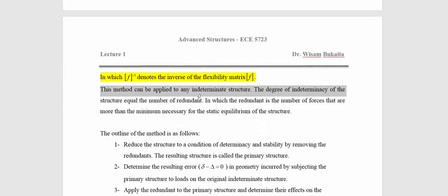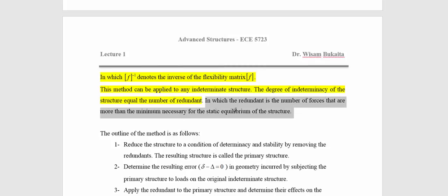This method can be applied to any indeterminate structure. The degree of indeterminacy of the structure equals the number of redundants, in which the redundants are the forces that are more than the minimum necessary for the static equilibrium of the structure. That means the number of extra reactions: if they are removed, the structure is still stable. After that, the structure will be unstable.